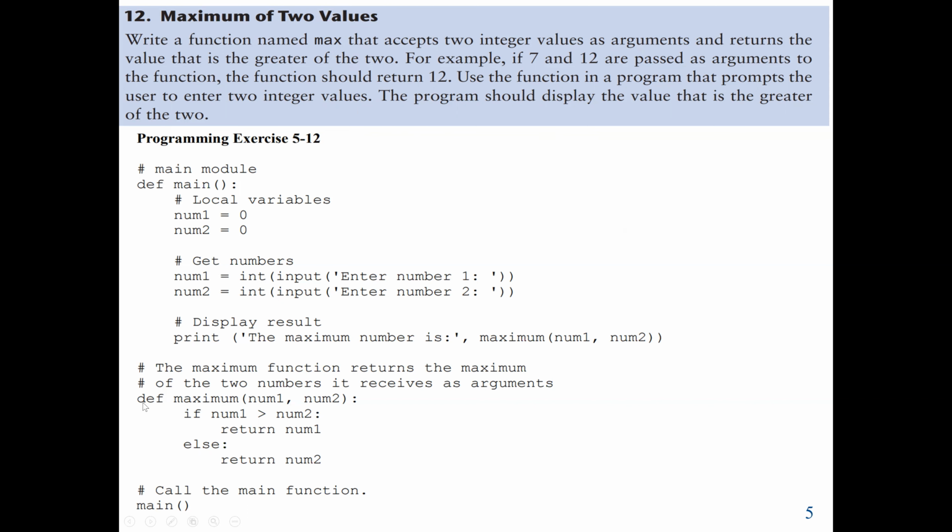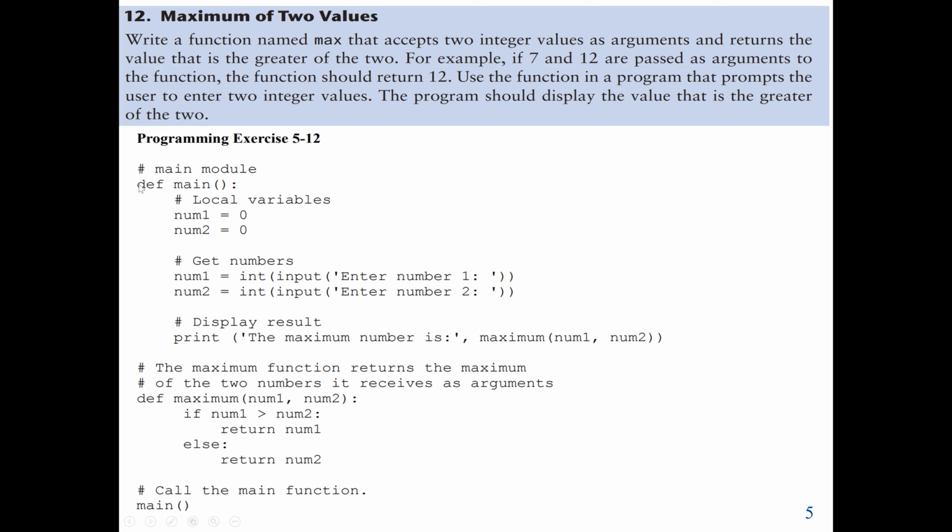So we can see the function here. The function name is maximum. It takes 2 arguments, num1 and num2, because that's what the question said. The function accepts 2 integer values as arguments and returns the value that is greater of the 2. So here we say that if num1 is greater than num2, then return num1, else we return num2. Again, num1 and num2 are variables.